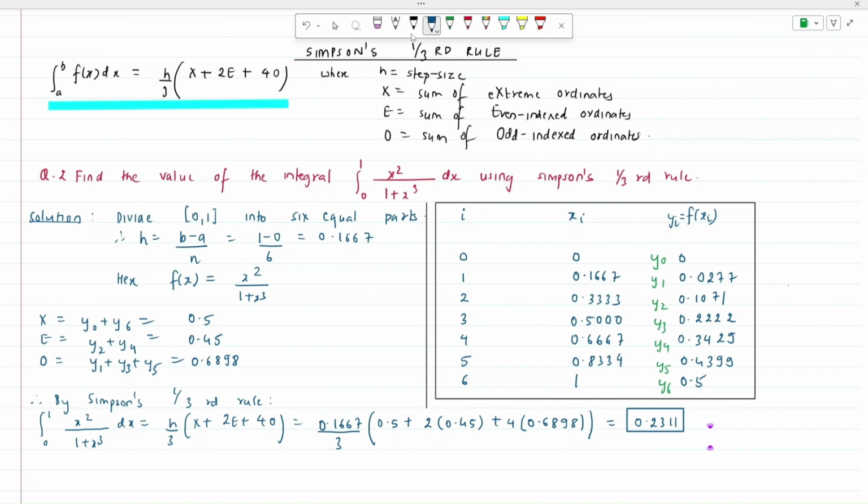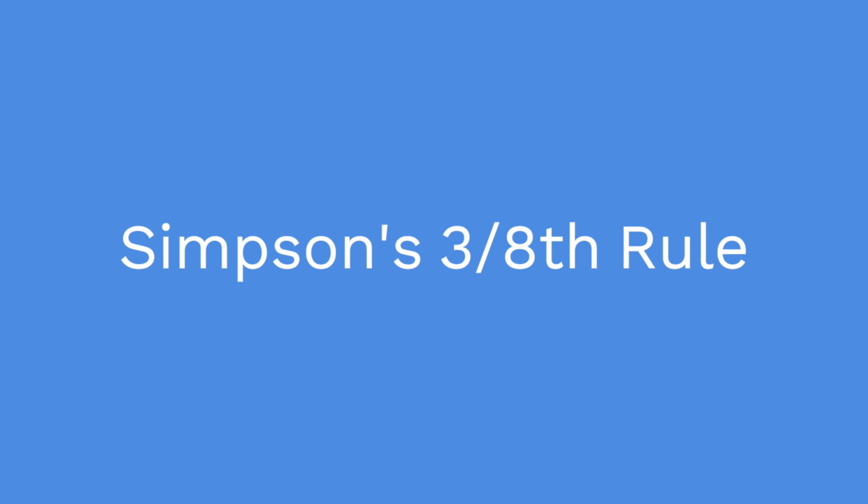And if you calculate the answer not by the numerical methods, but by the normal way of integration, then the answer turns out as 0.2310. If you look at the value which we have calculated by Simpson's one-third rule, you can see that the error is very marginal. Now let's go ahead and talk about the third method, which is Simpson's 3/8 rule.